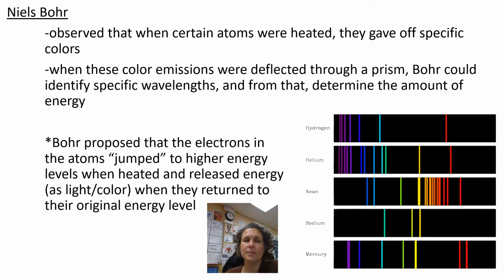All right, so this was a guy named Niels Bohr, and he observed that when you heat certain atoms, they give off specific colors. So for example, when we see a neon sign, there is neon gas running through the tubes in that sign, and when it is energized with electricity, it glows. And in the case of neon, it's that red color. Then he also discovered that when you look at the tube through a prism, like a crystal, you can see different wavelengths.